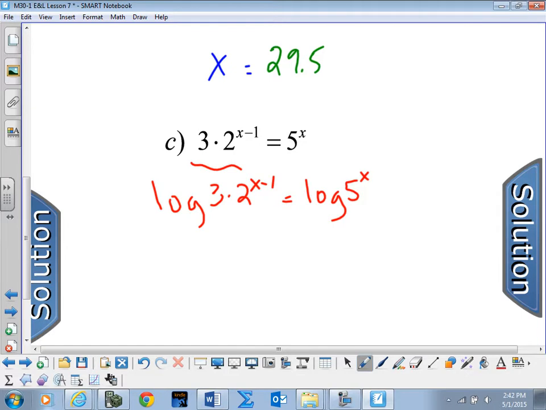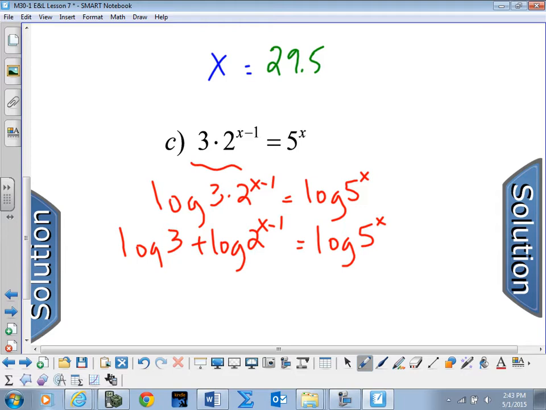So that's never wrong. Put a log in front of the entire side. Now we have a log of a product. So I'm going to separate this into 2 logs. And that step right there is where I see the most mistakes. Separating a product into 2 separate logs using addition. We're still working with base 10.